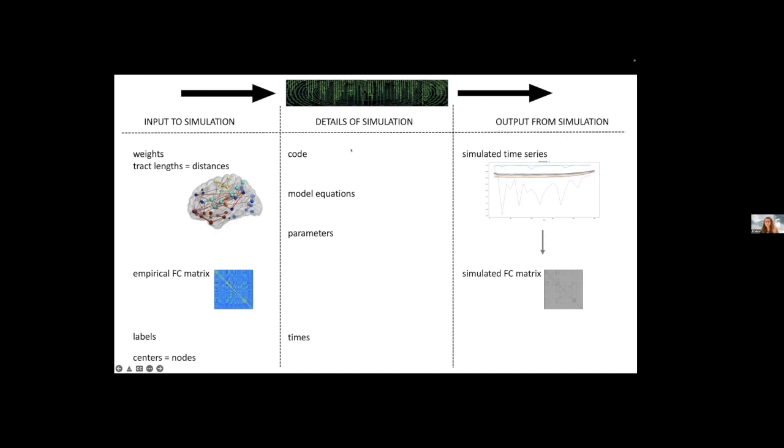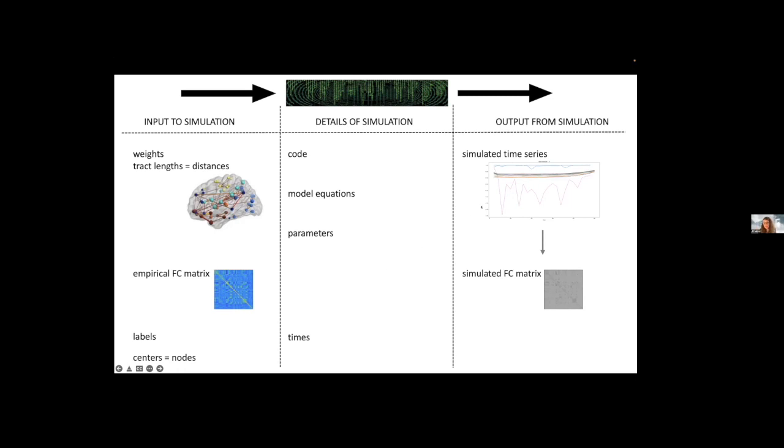And then for the details of the simulation, you have your code, of course, but you also have the specific model equation of the dynamic model that you're using. And you will have all the parameter settings, and maybe even multiple parameters, because you did parameter explorations, optimization. And you will also need the times. So how long did you simulate? What were the time steps of your simulation?